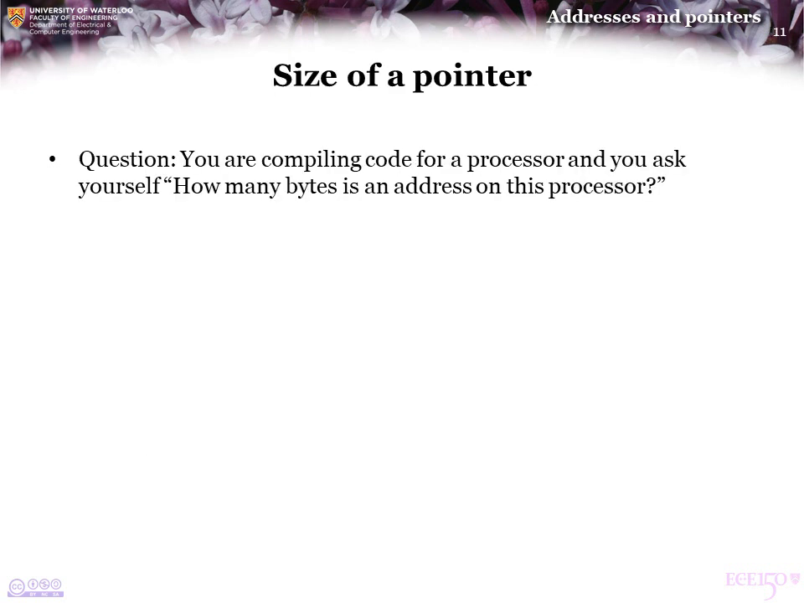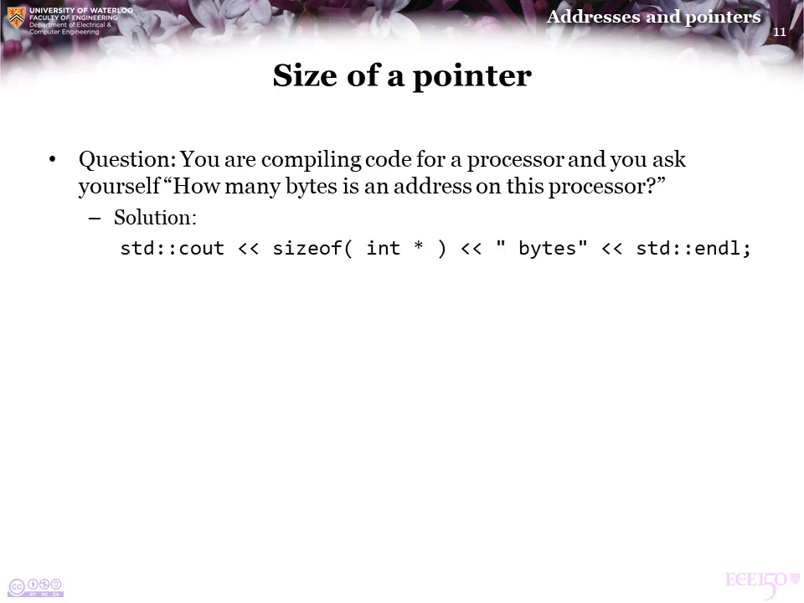Now, the compiler will always make sure that all addresses are of the appropriate size for the processor on which the code is to be executed. So you don't have to worry about this. But you may ask, how many bytes is an address on this particular processor? Well, the solution is quite easy. Just print out sizeof and then specify the type you'd like to find out. In this case, we'd like to find out the size of an address storing an integer.